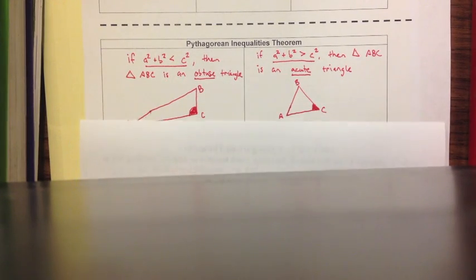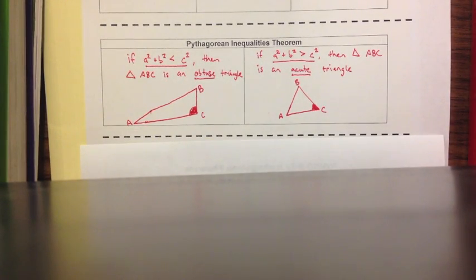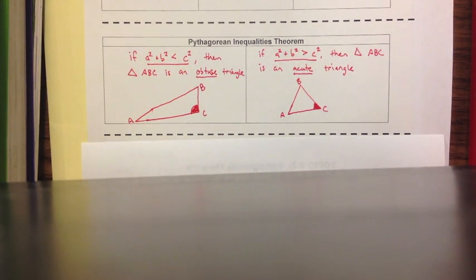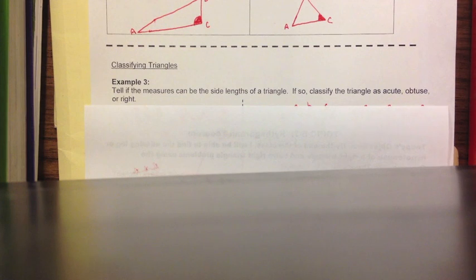Now the newest thing on these notes, the thing you're going to be least familiar with, is the Pythagorean inequalities theorem. I want y'all to take a second to get these 2 boxes down. Make your triangle on the left a little better than mine. That is the world's ugliest triangle.